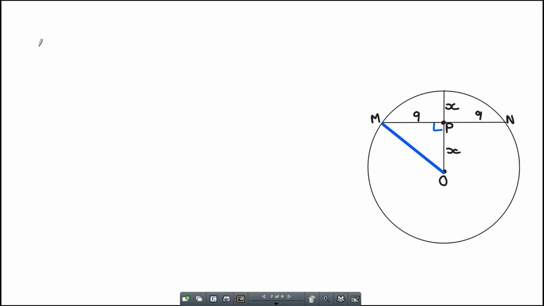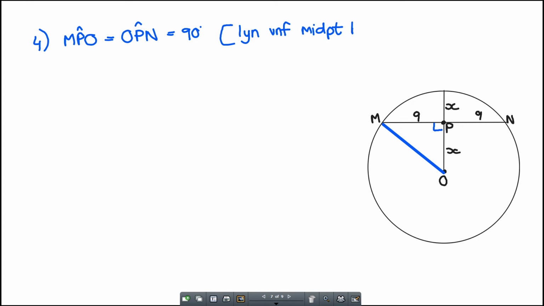So I'm going to say, nummer 4. Ja, sy. Okay, so MPO. En jy kan maar sê dit gaan wees dieselfde vir OPN ook. Would be 90. Okay, en nou kan ek nie sê loodreg op koord nie, want dit was nie my afleiding nie. Nou moet ek sê lyn vanaf middelpunt halveer koord, né? En nou Engels. So line from midpoint bisects chord.